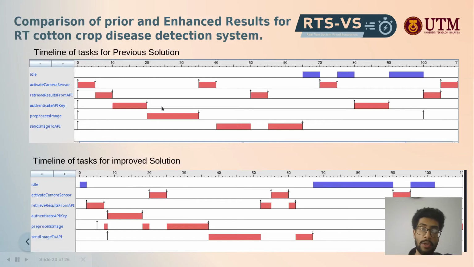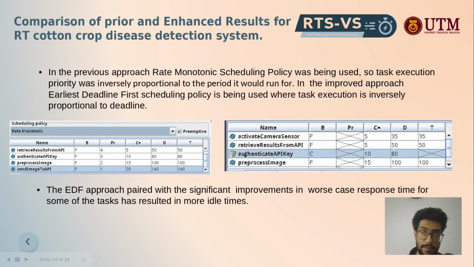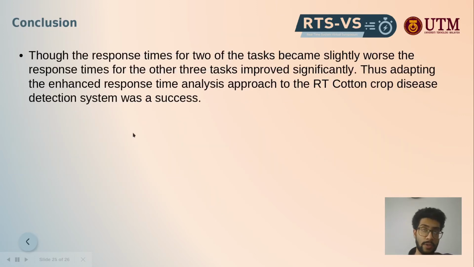So this is the old timeline model, and this is the timeline model for the improved solution. We can see that the tasks are being completed faster and there is more idle time. So before, the rate monotonic approach was being used, but now the earliest deadline first approach is being used, and there are significant improvements in worst case response times, which has resulted in more idle time. In conclusion, though the response times for two of the tasks become slightly worse, the response times for the other three tasks improve significantly.